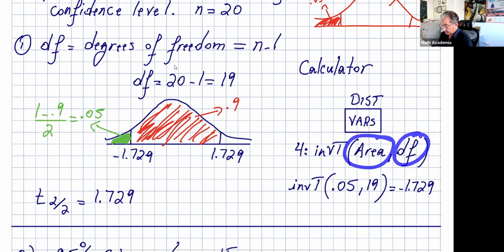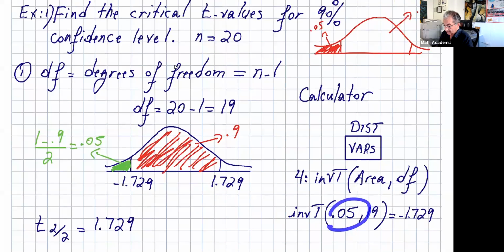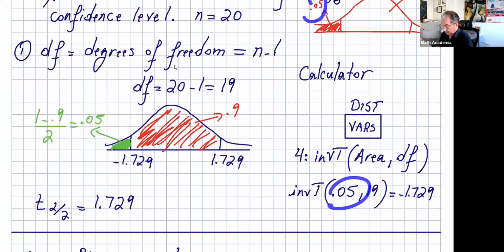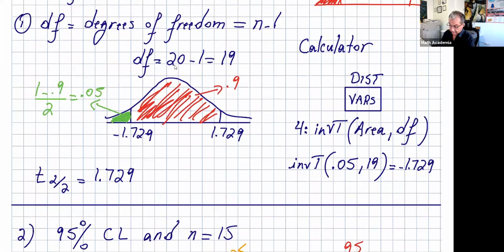Put area and degrees of freedom. Area in the tail was 0.05. Degrees of freedom is 19, and the calculator does give you the negative value. And of course, you can always use the positive one for your calculations.